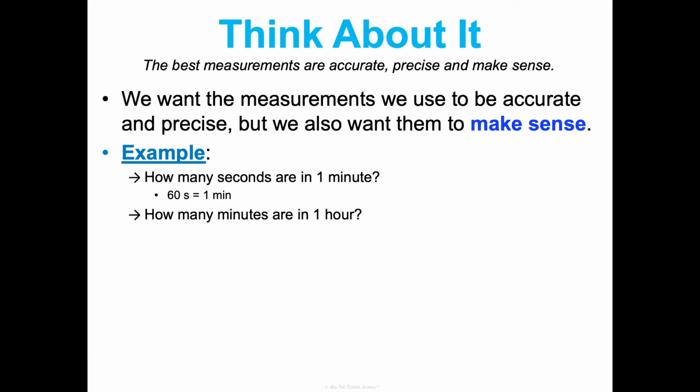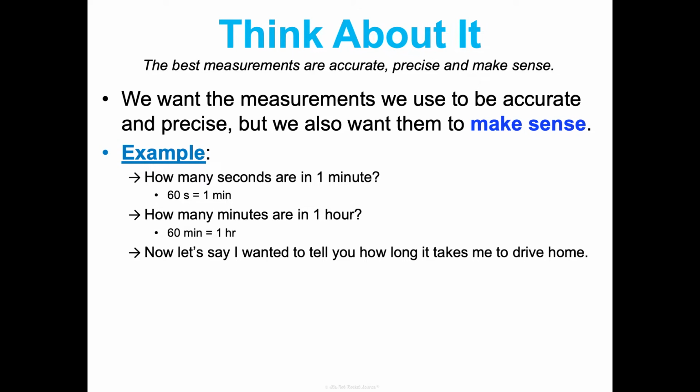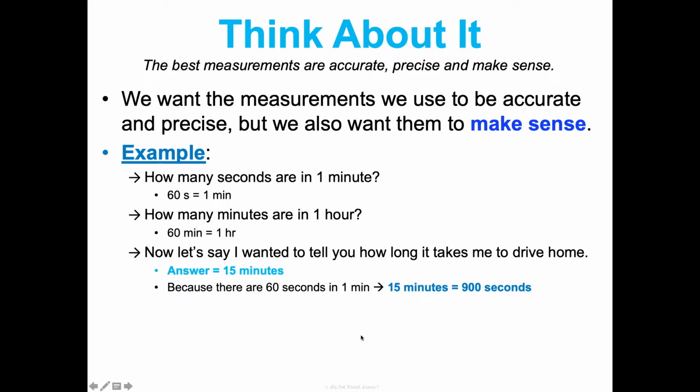Okay? Another question. How many minutes are in 1 hour? Well, there are 60 minutes in 1 hour. So let's say I wanted to tell you how long it takes me to drive home. If the answer is 15 minutes, but I wanted you to tell me in seconds, how many seconds does it take me to get home? I can figure that out. Because there are 60 seconds in 1 minute, I can determine that 15 minutes is equal to 900 seconds. I just have to multiply this by 60, and then I know how many seconds it is. And because I know that there are 60 minutes in 1 hour, 15 minutes is equal to 0.25 hours. So these are some calculations that we can do.